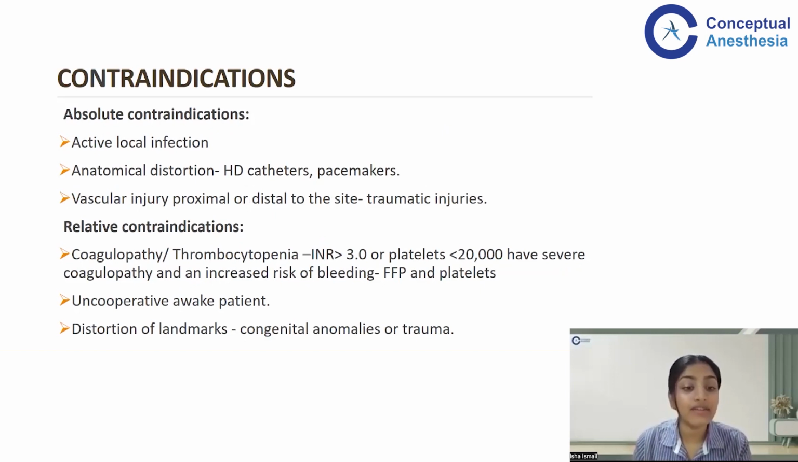When we come to the relative contraindications, we have coagulopathy and thrombocytopenia. Now, in the ICU, you still have to put in a vascular catheter. You cannot wait for the patient to just become okay. So, in patients who have an INR of more than 3 or platelets less than 20,000, you will just utilize FFP or platelets prior to or during the procedure itself and get a high risk consent from the relatives as well. Uncooperative patients who are awake will also be a problem when we are inserting, because they can lead to mechanical complications like accidental arterial puncture, etc.